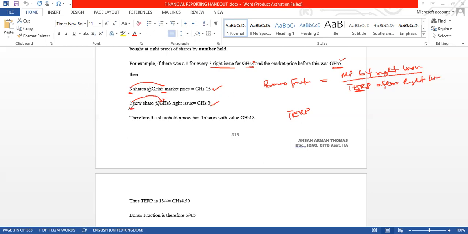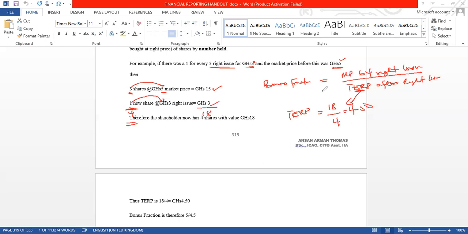So in a sense, whoever is involved in the rights issue will now have 4 shares. And the total price that he used will be what? 18. Now the theoretical ex-rights price is where you take your 18 and divide it by your 4. All right. And that is going to give you 4.5. That is how you find your ex-rights price.